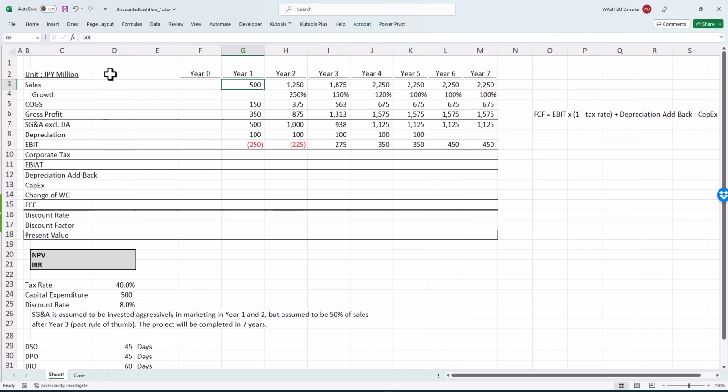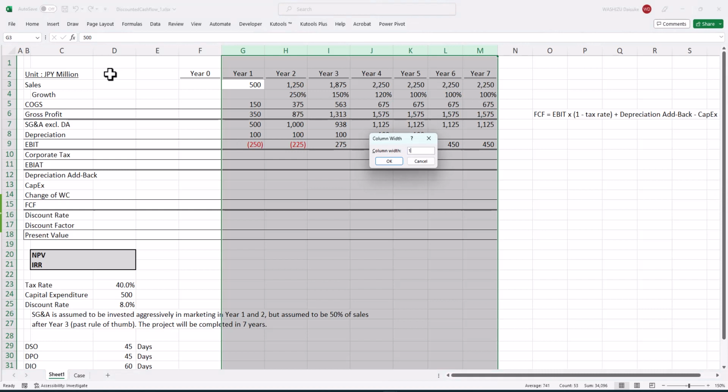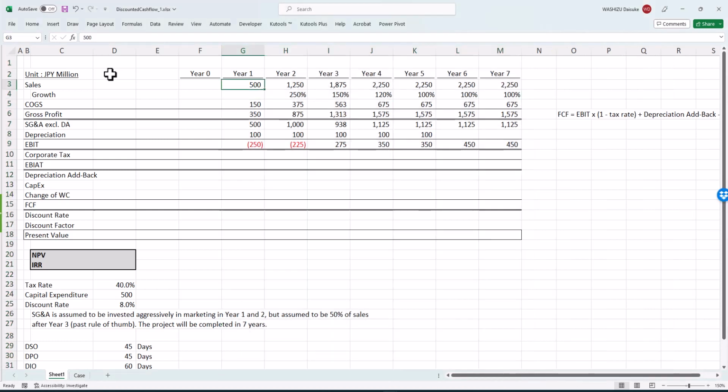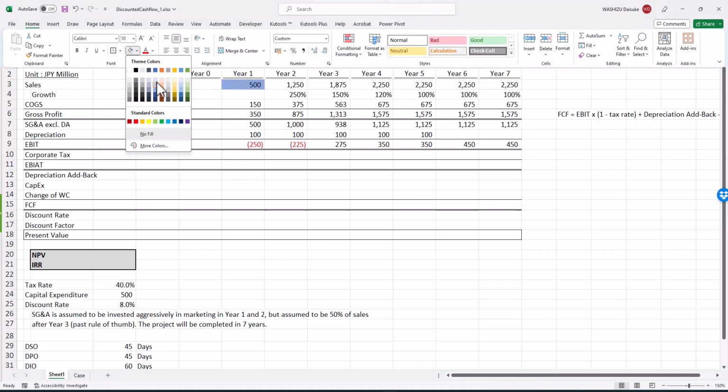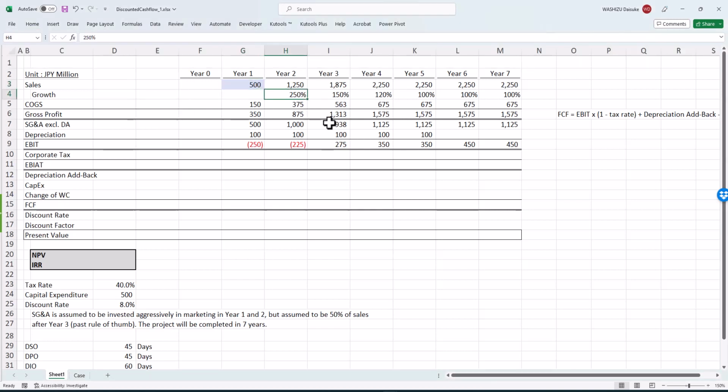So that's my intention. Okay, so now we have an assumption of the sales here, and the sales amount can be calculated as a multiple of the previous year's sales amount multiplied by the growth rate, right? So this 1250, the median of sales, can be calculated as the previous year's sales revenue multiplied by the growth rate. In other words, I select these cells as input factors.